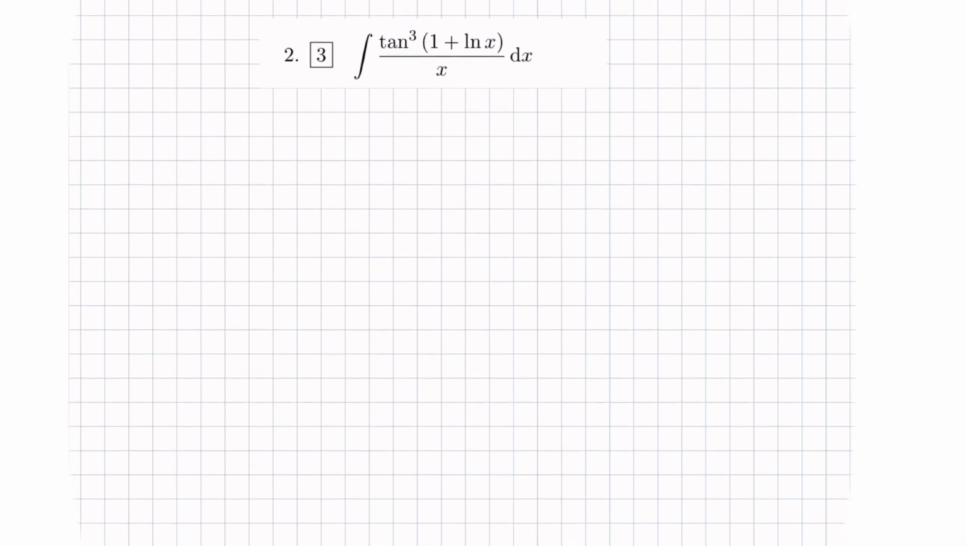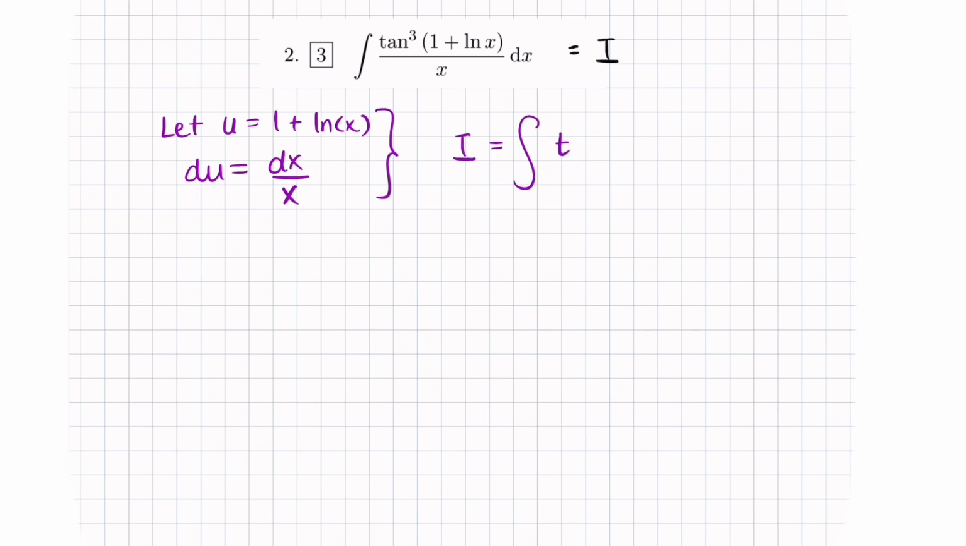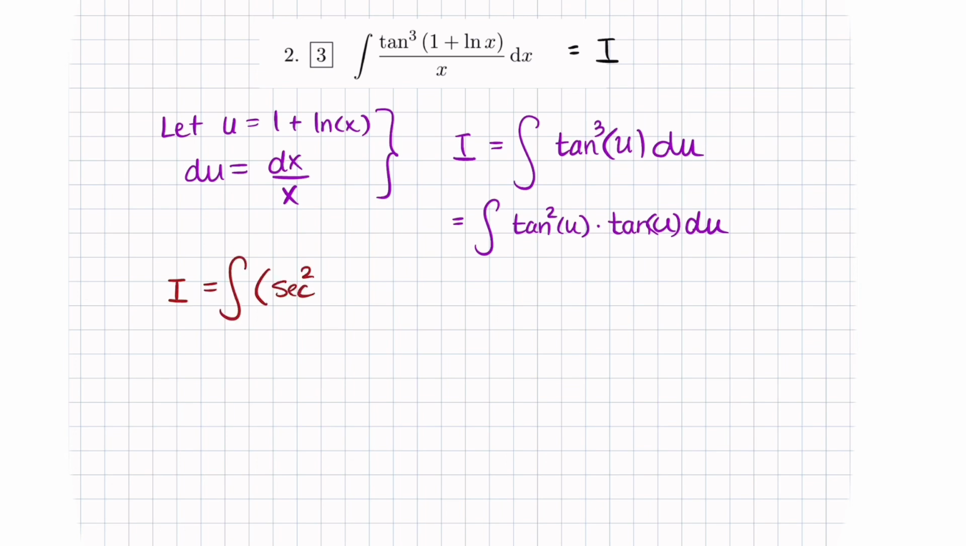Next, question number 2, the integral of tan cubed of 1 plus natural log x over x dx. So we're going to start with making a substitution here of u equal to 1 plus natural log of x and differentiating both sides of that. Then we're going to rewrite our integral in terms of u. We'll get the tan cubed of u du. It simplifies nicely. We'll split the cube up into tan squared times tan, and we'll use a trigonometric identity for tan squared, which is secant squared minus 1. We'll then distribute that tangent into that binomial, and we'll get two integrals.